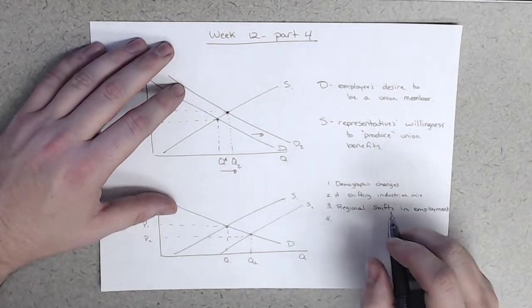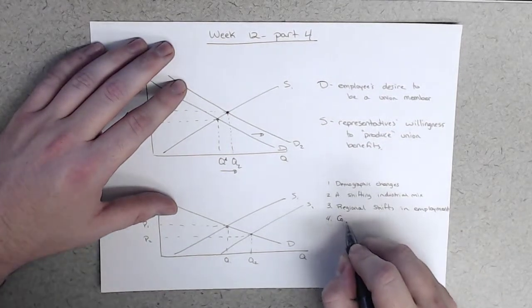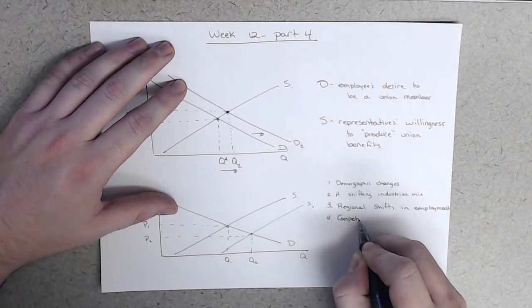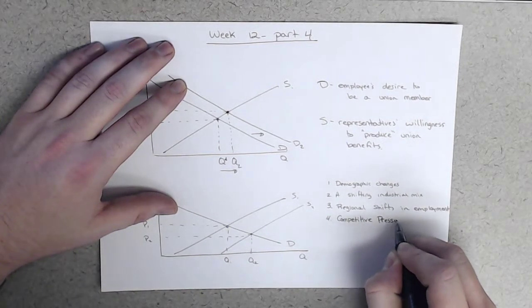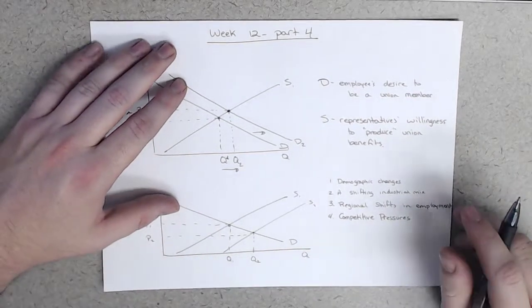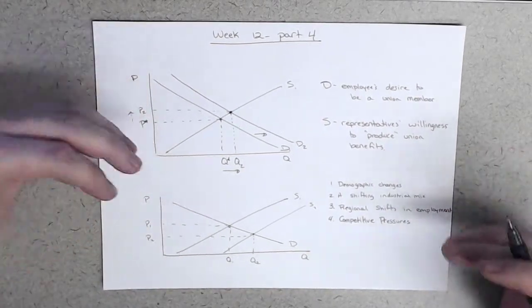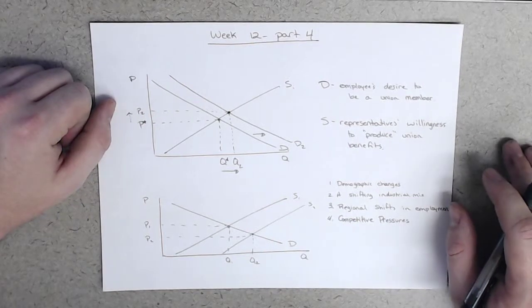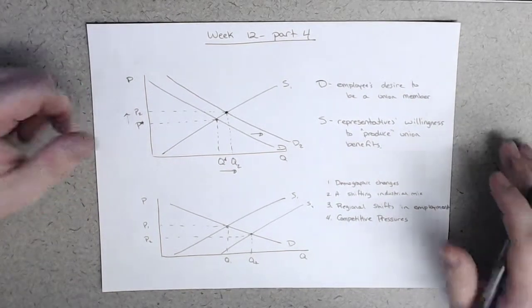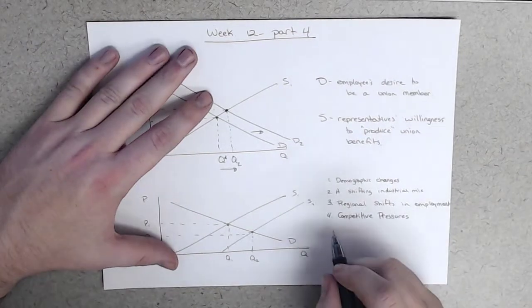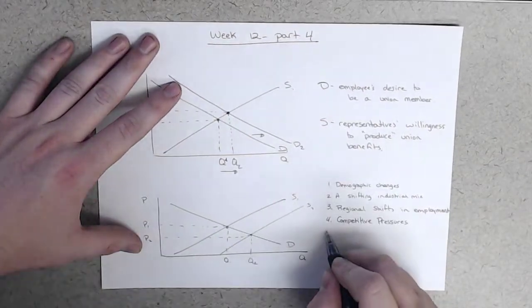Fourth would be competitive pressures. Right? So foreign competition has greatly reduced the power of unions to secure benefits for their employees, sharply reducing the supply of union membership. Right? So again, supply shifts left.